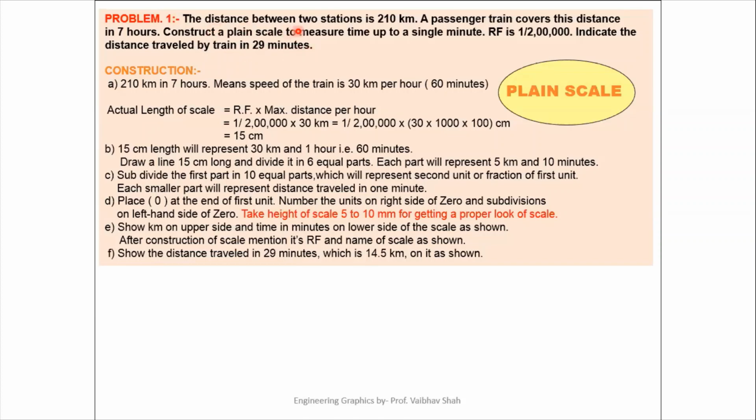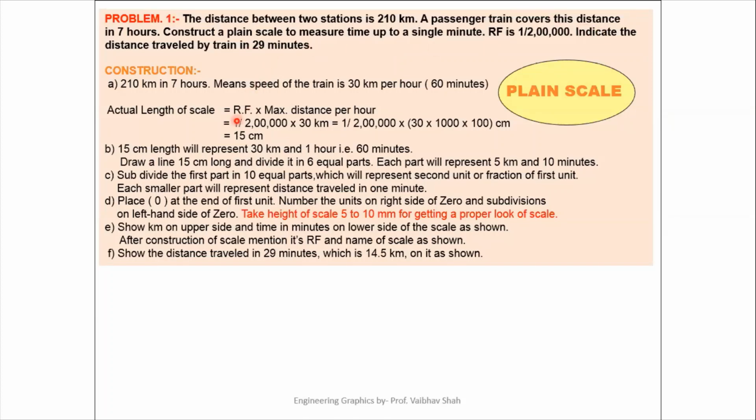So here the distance is given, which is 210, and they are talking about the same distance which is covered by the passenger train. So our maximum distance would be 210, but here the distance is covered in some particular time. So we have 210 kilometers in 7 hours. That means the velocity or speed of the train is given. So we have to construct the scale. Keep in mind that kilometers as well as the time taken to cover them matter. Now we have to measure up to a single minute, so we'll convert these hours into minutes first to draw our scale, and RF is given. We have to indicate on this scale 29 minutes, so we have to find the distance traveled by the train in 29 minutes.